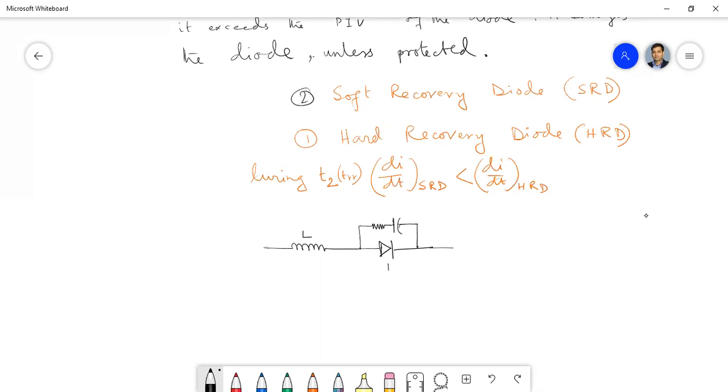So this is the L and D. With that in parallel, we have to connect this branch: a series combination of resistance, inductance and capacitance. And I will explain how it will protect the device in reverse recovery situation. Okay. Now what happens?